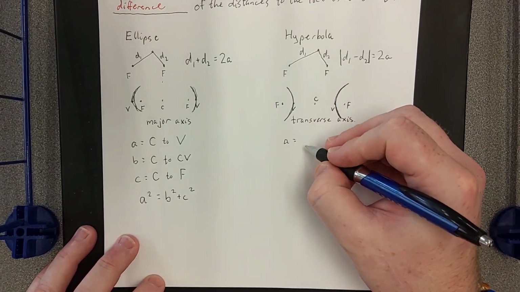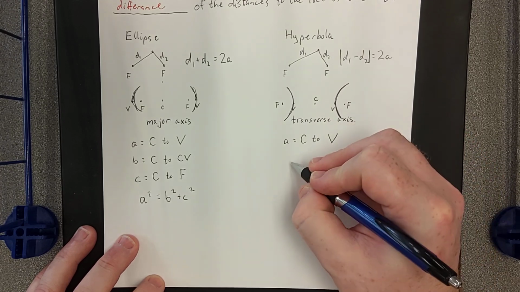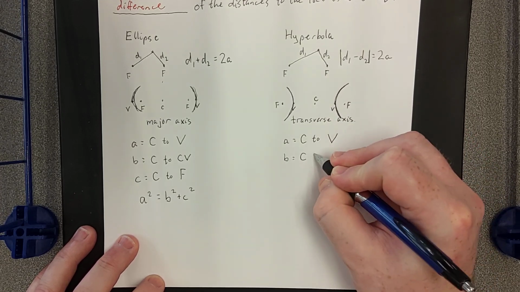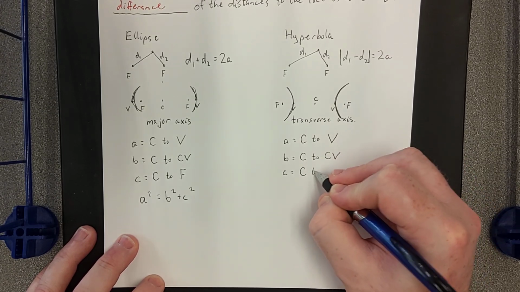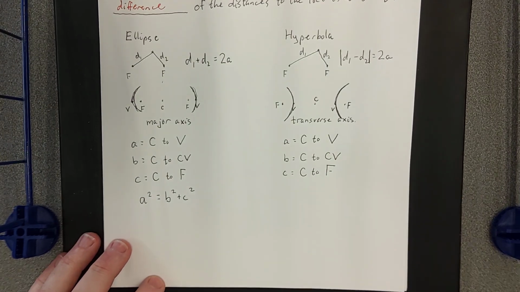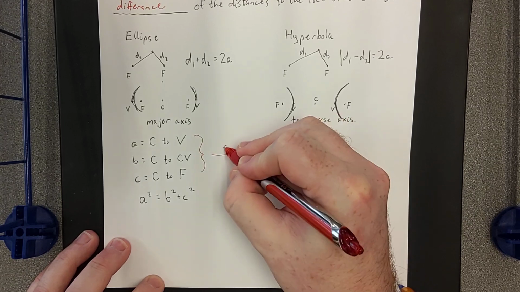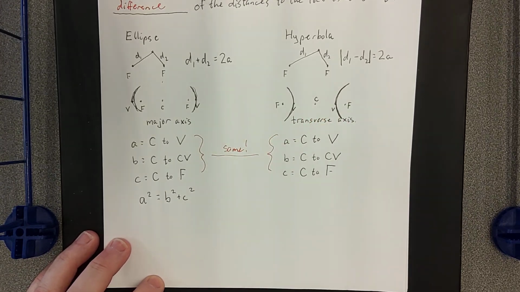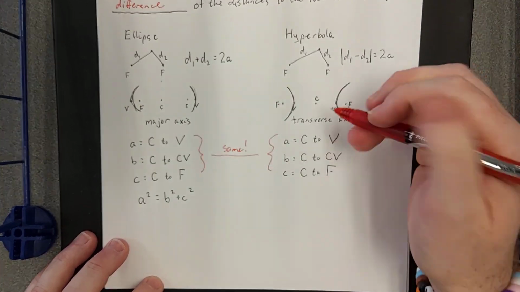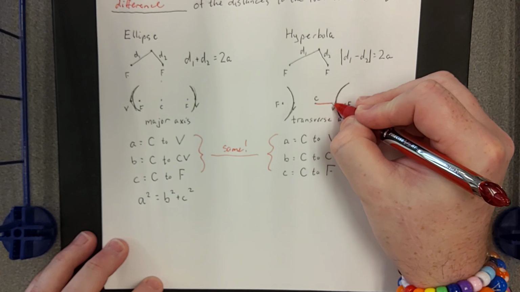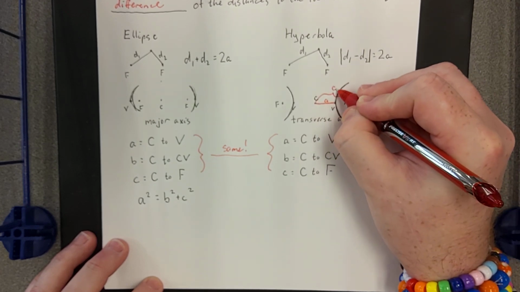We're still going to define the distance a to be from the center to a vertex. We're going to define b as being the distance from the center to a co-vertex, and we will define c as being the distance from the center to the focus. As you can see, these three distances here and these three distances here are defined exactly the same way. The big difference is, and we'll use this picture to help us out, distance from c to v, we just defined that as a, and c to f, we defined that as c.